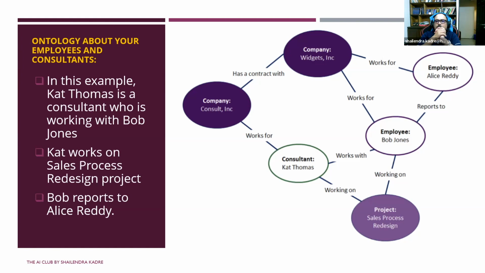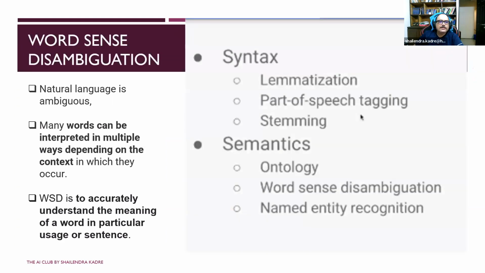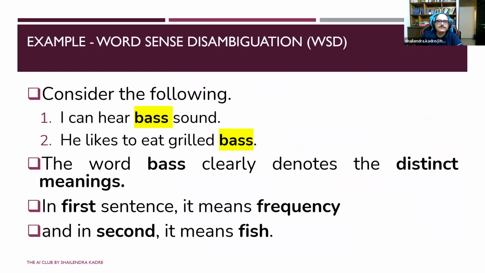And why are we doing it? It is so that it is easily searchable, so that this knowledge is easily shareable by computers. Then we have word sense disambiguation. I think we have repeated it many times. The same word can be used with different meanings depending upon the context.